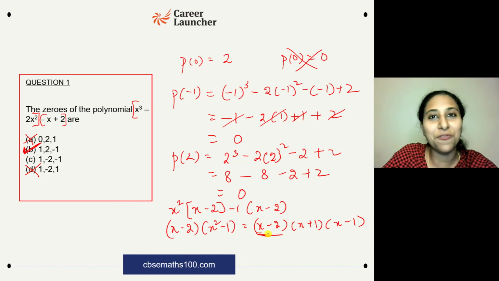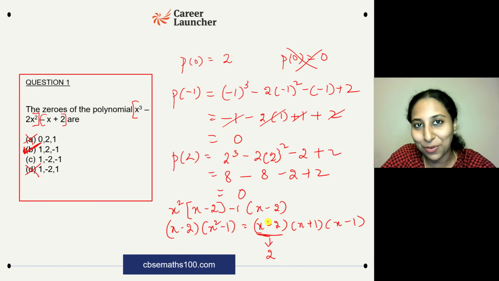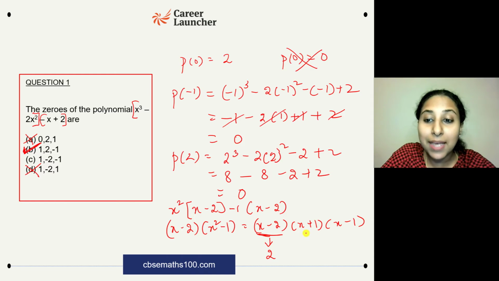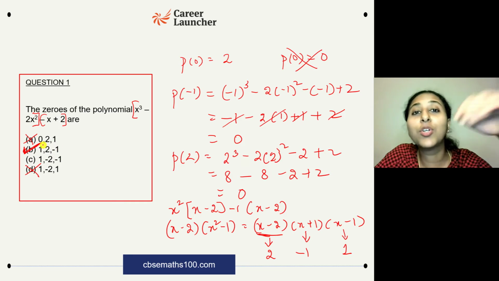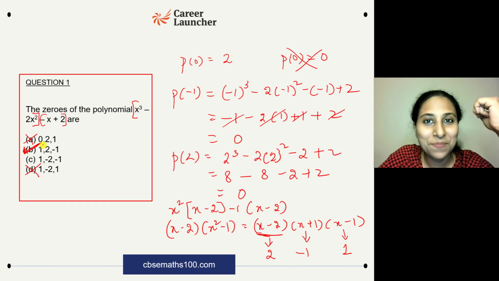X minus 2 as a factor means that plus 2 will be the 0, because you're going to equate x minus 2 to 0, right? That time x is equal to 2 is what you get. X plus 1 is a factor means minus 1 is a 0. And x minus 1 is a factor would imply that plus 1 is a 0. So this way directly you would get the answer as 1, 2 and minus 1.